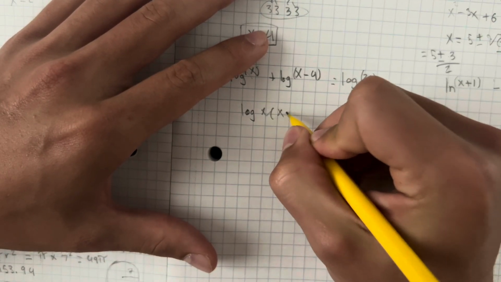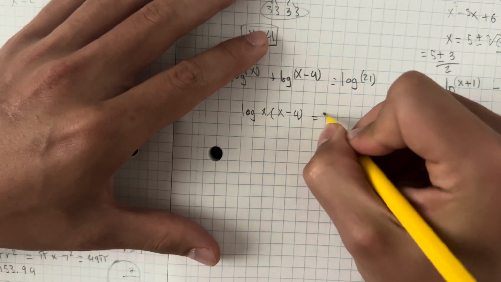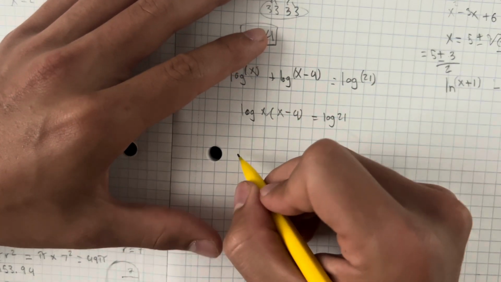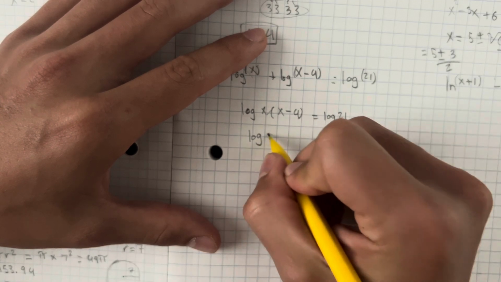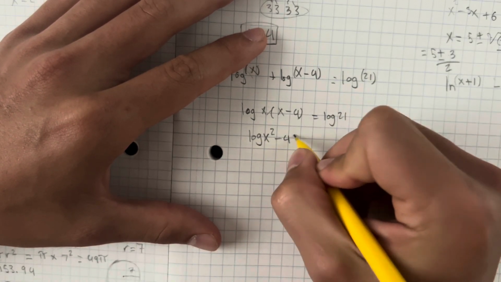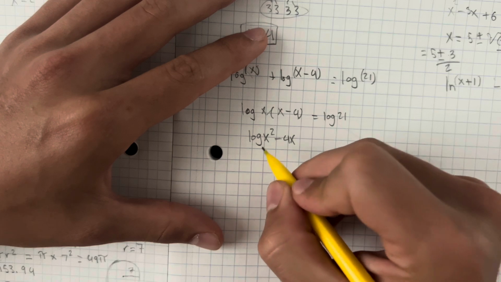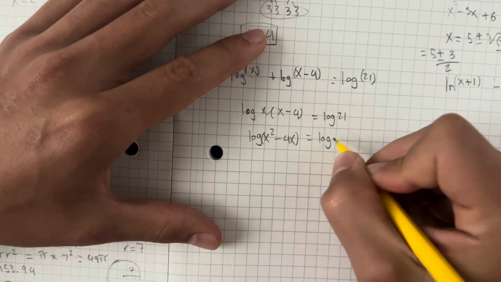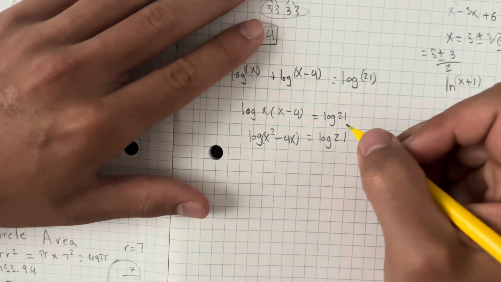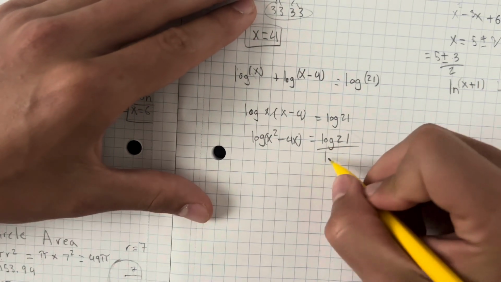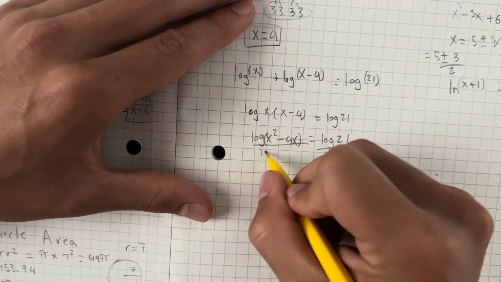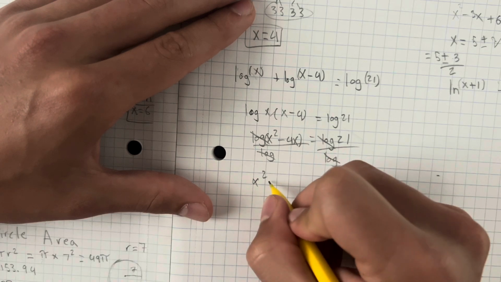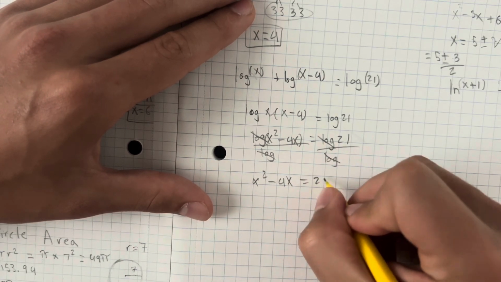And then x minus 4 equals log 21, which is log x squared minus 4x equals log 21. And then we can remove logs from both sides. And then there we go. So we're just left with x squared minus 4x equals 21.